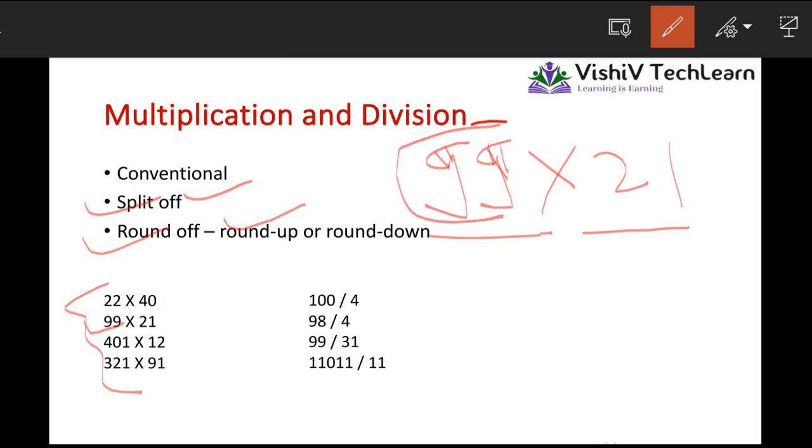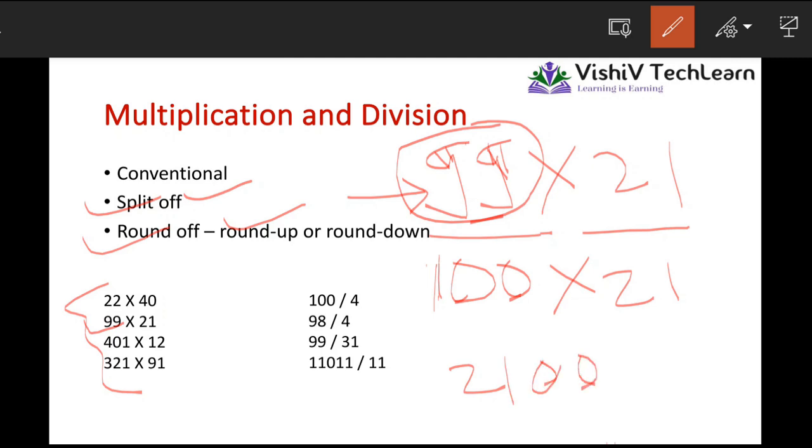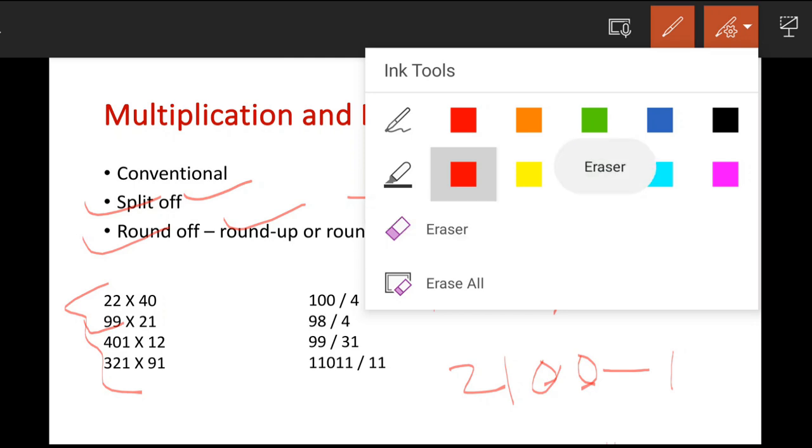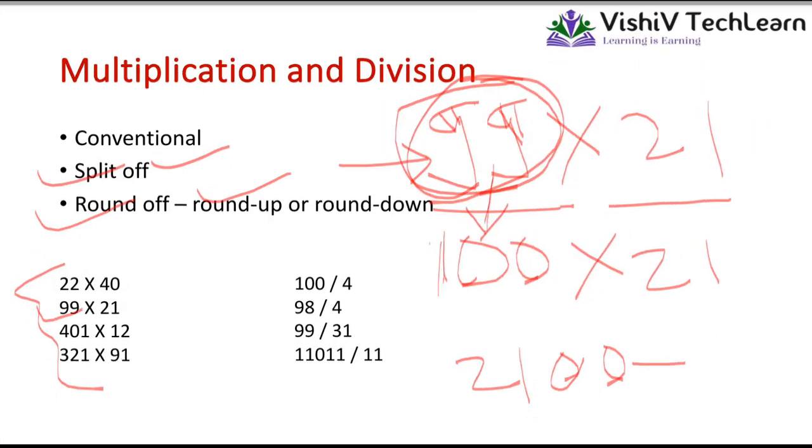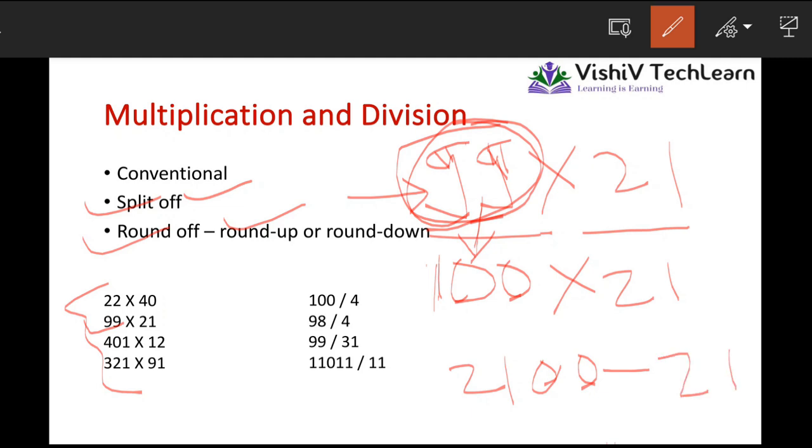Now instead of 99, what we can do here is consider this figure as 100. So basically we are adding 1 to this 99. Okay, so when we do 100 into 21, this calculation is easy. 100 into 21 is 2100, that we all know. And once we do this, we have to do some correction, since we have assumed 100 instead of 99. We added 1 to this 99, so we have to subtract it. Here we cannot just subtract 1, we have to subtract 21 from the 2100.